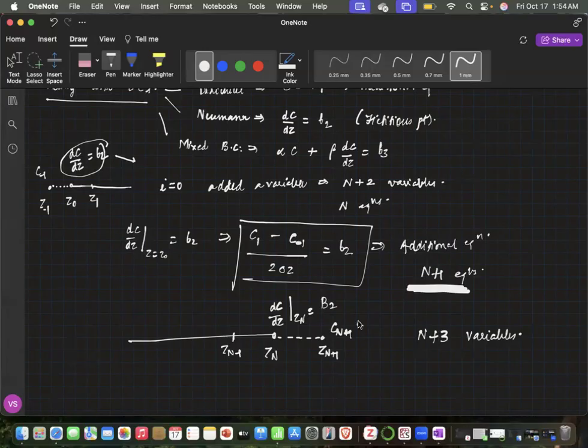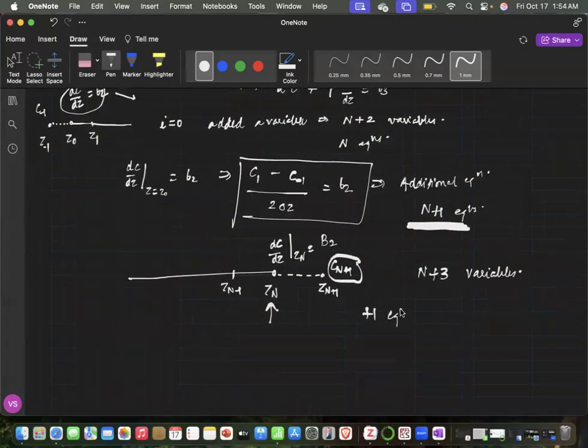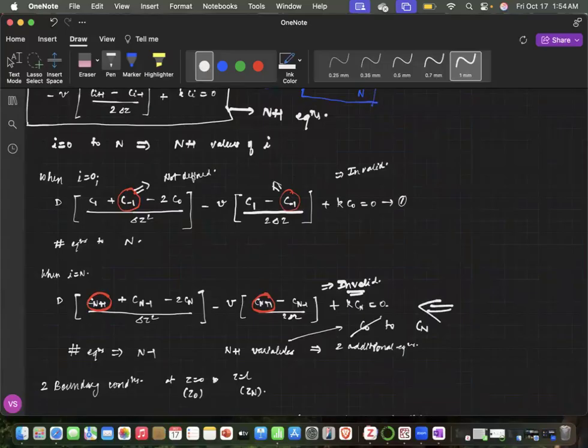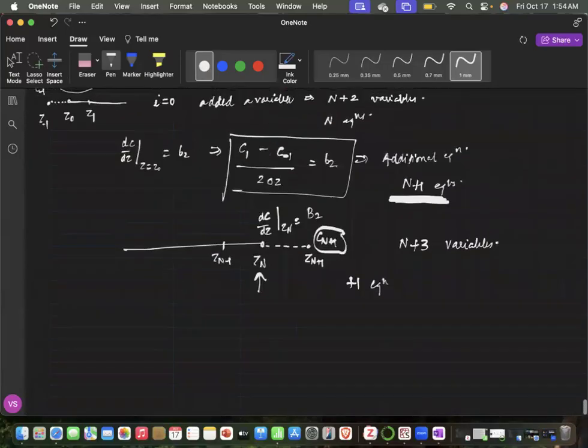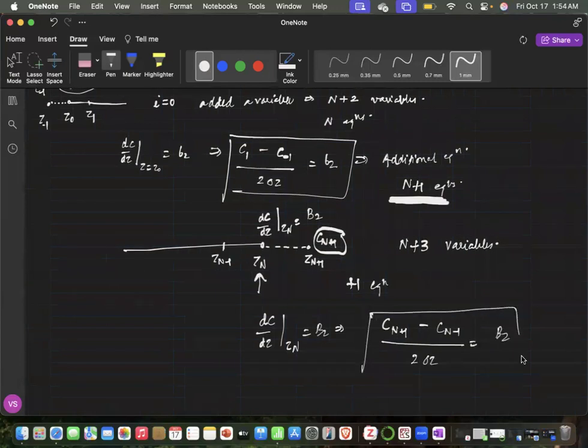But once again, since we've defined Cn plus 1, now the equation at n is no more invalid. So we have added another equation, right? This equation has been added. So now there are n plus 2 equations, and the last equation comes from this. So we say dc/dz at Zn is B2, which gives you Cn plus 1, which is now defined, minus Cn minus 1 over 2 delta Z is equal to capital B2. This is an additional equation.